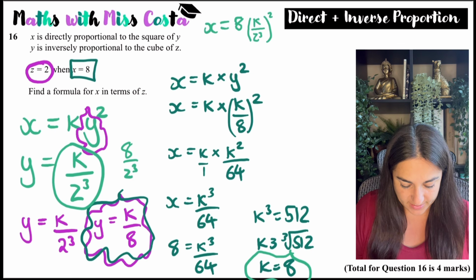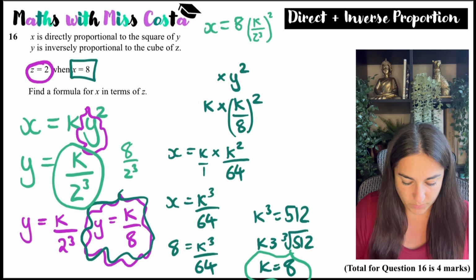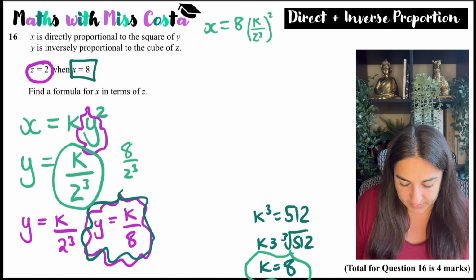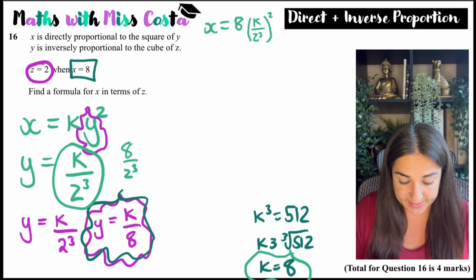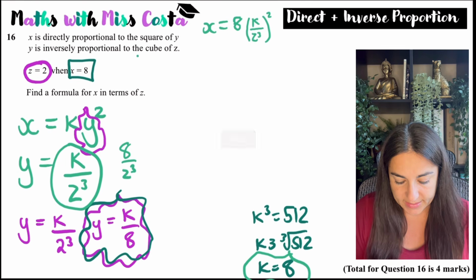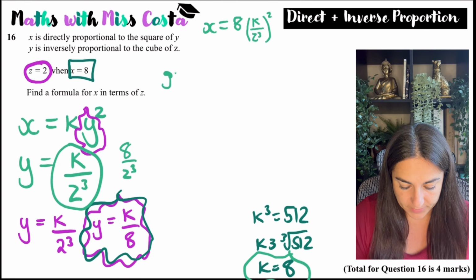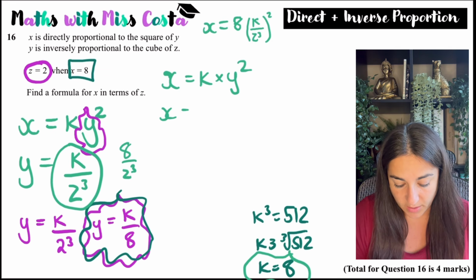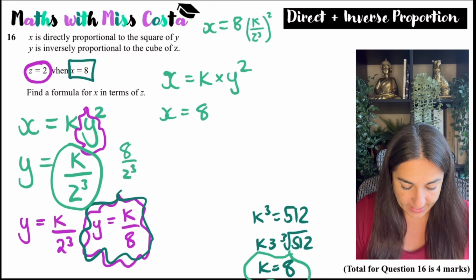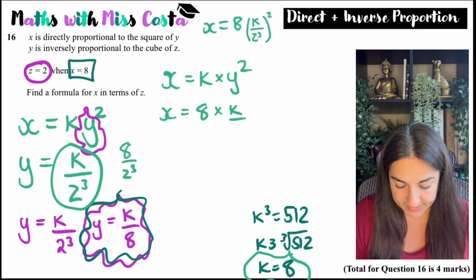So let us rub all of this out. So I know that k is 8 when z is 2 and x is 8. I need to rewrite this formula. So x is k times by y squared. I know that k is 8, and y I know is the same as k over z cubed.